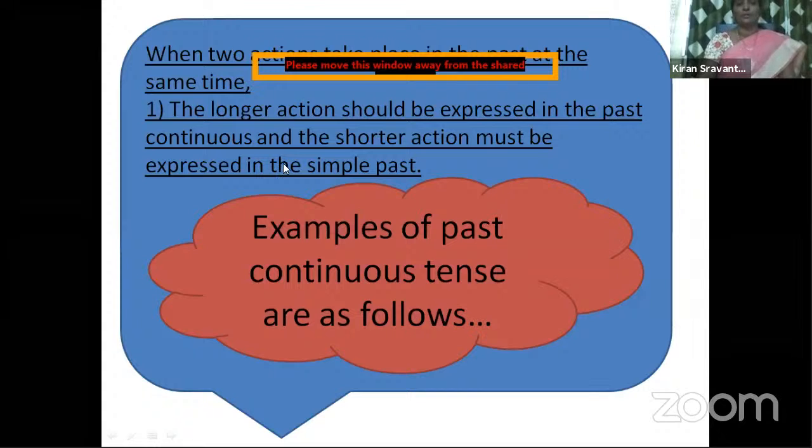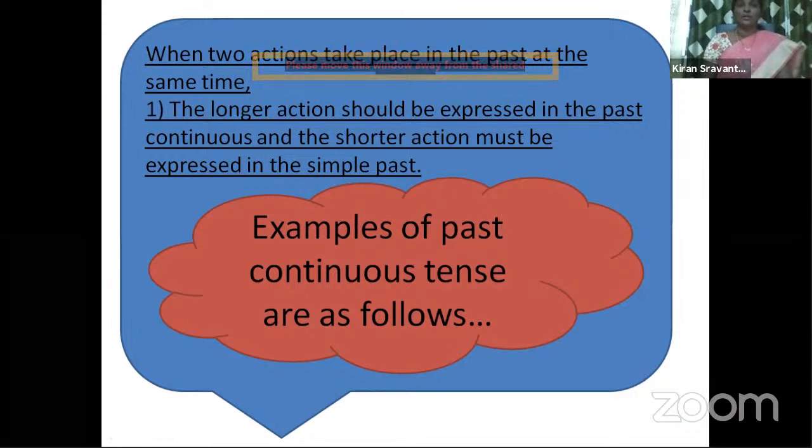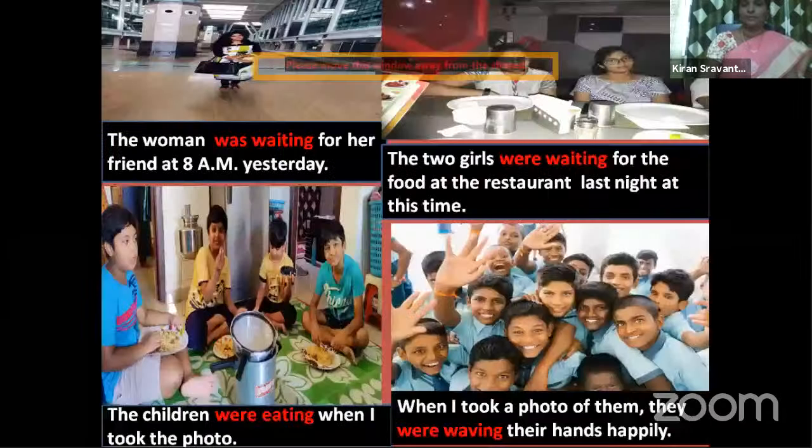And coming to the adverbs. When we talk about the past continuous tense, when two actions take place in the past at the same time, then we can express the action that was going on at one point of time in the past in continuous tense. For example, the longer action should be expressed in the past continuous tense. The longer action means the action that was going on at one point of time in the past, so that would be expressed using past continuous tense. And the shorter action must be expressed in the simple past. So examples of past continuous tense we will see.